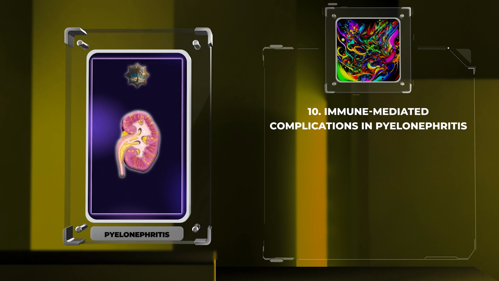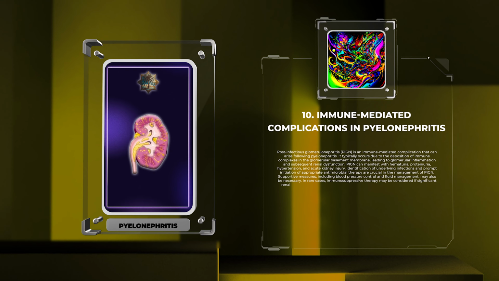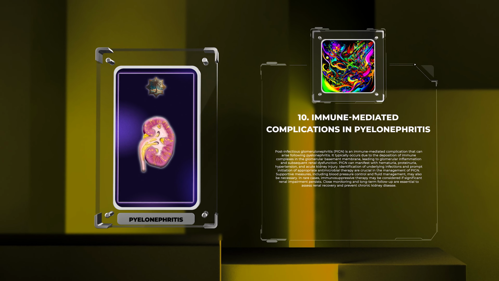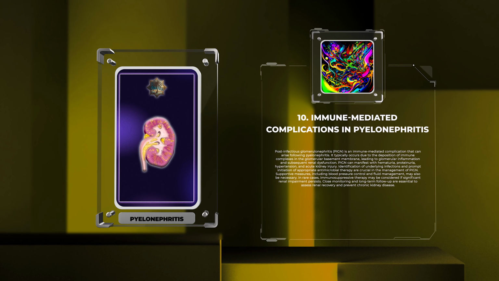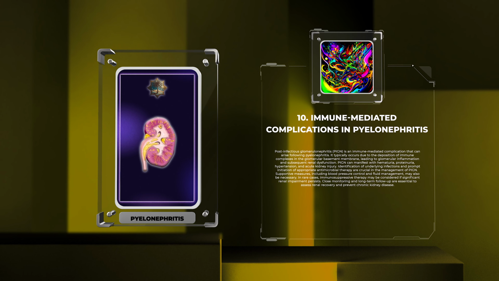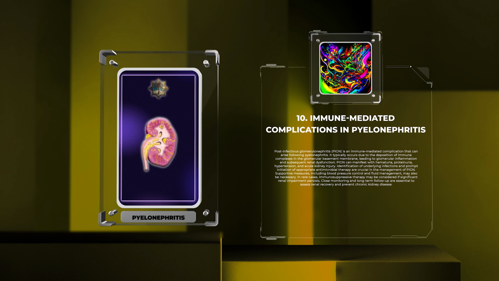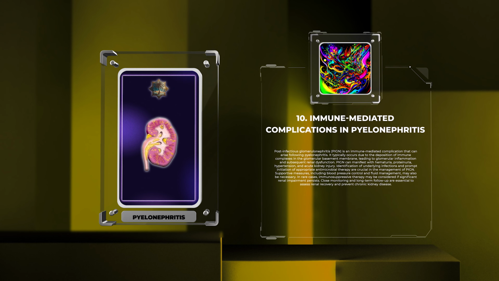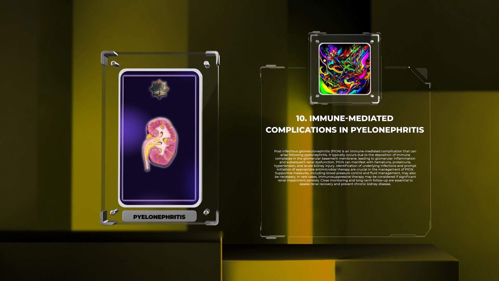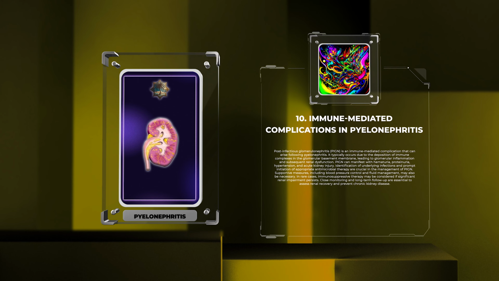Post-infectious glomerulonephritis, PIGN, is an immune-mediated complication that can arise following pyelonephritis. It typically occurs due to the deposition of immune complexes in the glomerular basement membrane, leading to glomerular inflammation and subsequent renal dysfunction. PIGN can manifest with hematuria, proteinuria, hypertension, and acute kidney injury. Identification of underlying infections and prompt initiation of appropriate antimicrobial therapy are crucial in the management of PIGN.